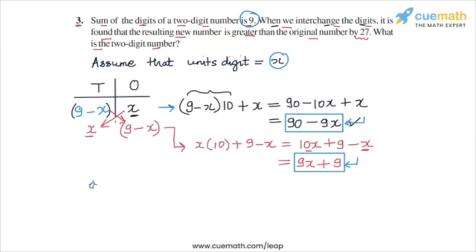So let's write this as an equation. The new number is 9x plus 9. The original number is 90 minus 9x, and to the original number we need to add 27 so that it becomes equal to the new number. So this is how we get an equation in x. And now the remaining part is easy. We have done the hard part of setting up the equation. The remaining part is simply to solve this equation and find the value of x.